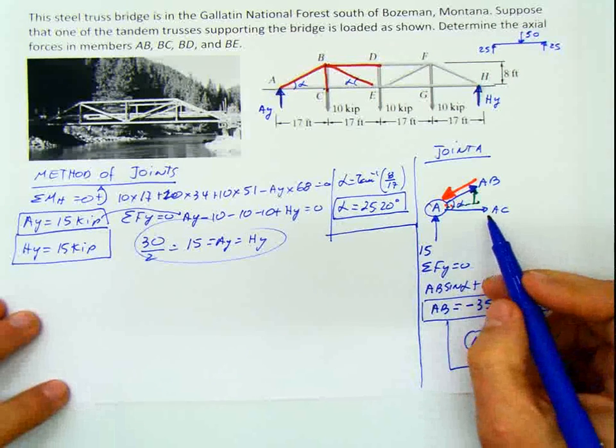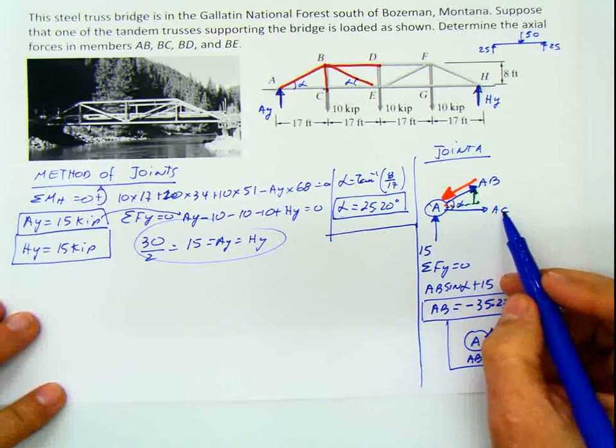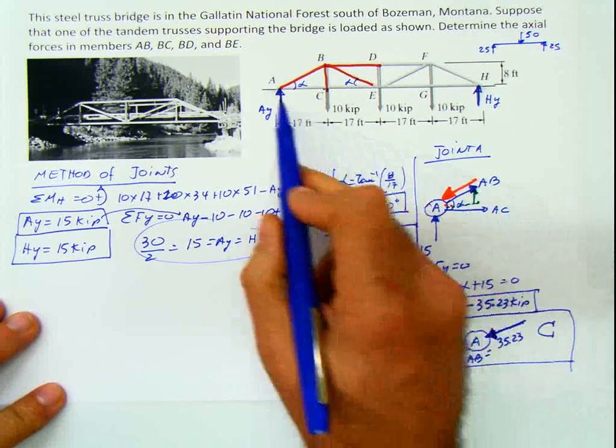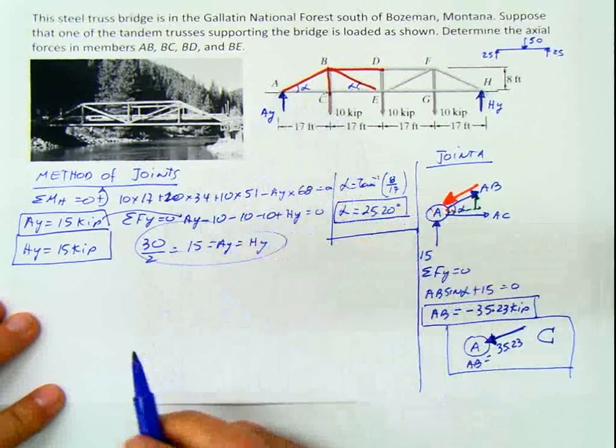From here, I don't have to do summation of forces in X equals 0 for calculating AC, because for this particular problem, I don't need it for anything. So I'm not going to even calculate that.